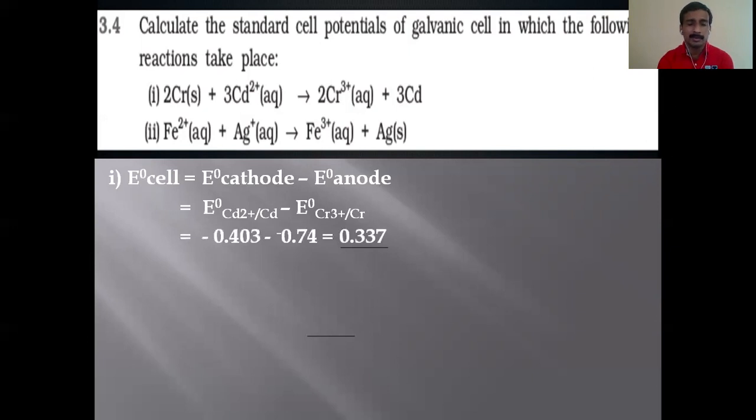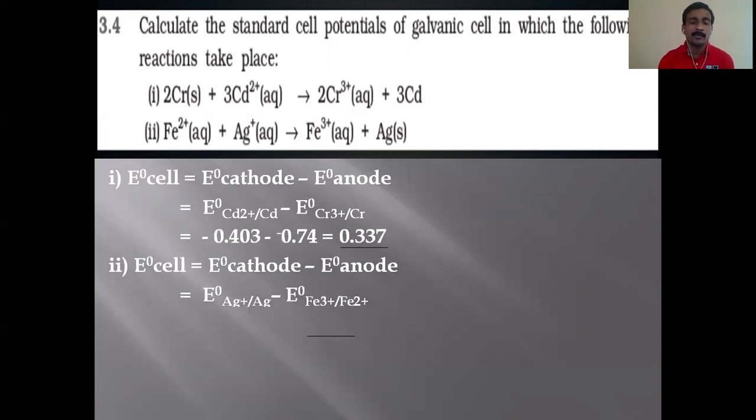Now substitute the values. E0 of Cd2+|Cd is minus 0.403, minus minus 0.74, is equal to 0.337. That is the answer. Similarly, in the second case, Fe2+|Ag+ gives Fe3+ Ag. Fe2+ is oxidized to Fe3+, that is the anode. Ag+ is reduced to Ag, that is the cathode. Our equation is E0 cathode minus E0 anode, E0 of Ag+|Ag minus E0 of Fe3+|Fe2+. Substitute the values: 0.80 minus 0.77 is equal to 0.03.